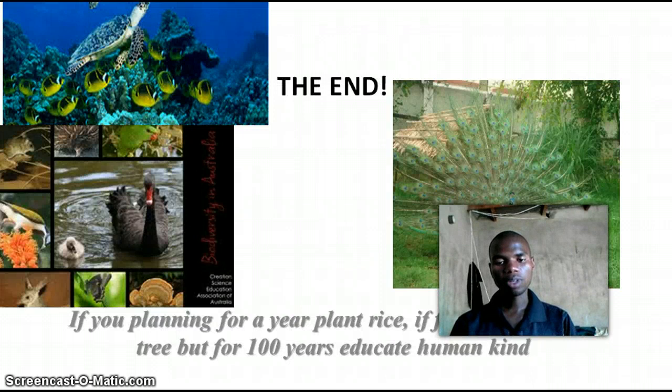Anyway, thanks. Let's protect our biodiversity. If you are planning for a year, plant rice. If you are planning for 10 years, plant a tree. But if you are planning for 100 years, educate humankind.